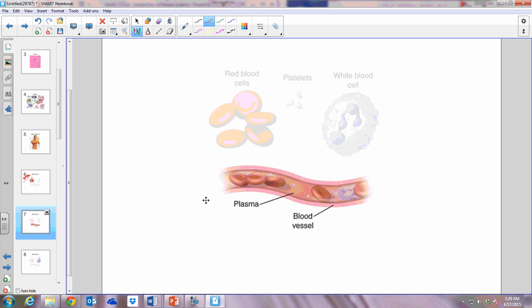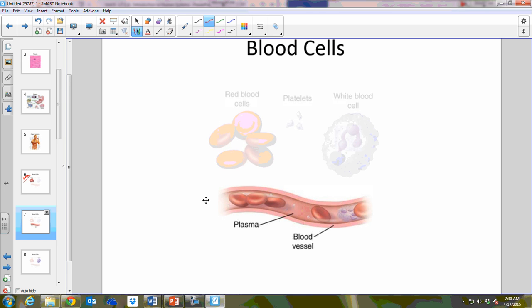Next is the plasma of the blood, and the plasma is the liquid portion of the blood, and along with carrying all the pieces of blood, it carries different things in it. Your bloodstream ends up being a transport system for lots of different things, and the plasma serves as a vehicle for transport for many things.